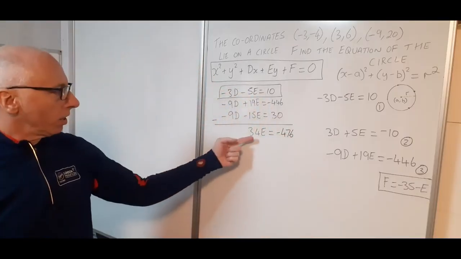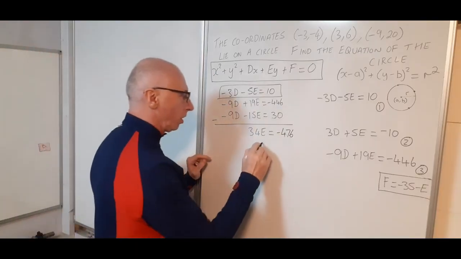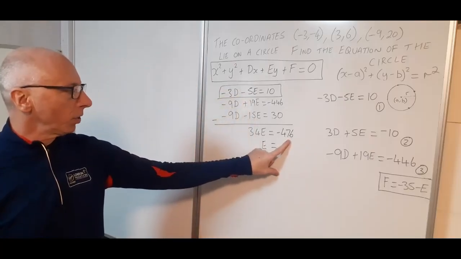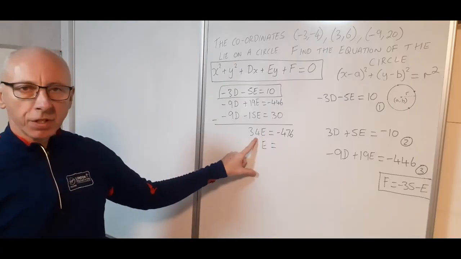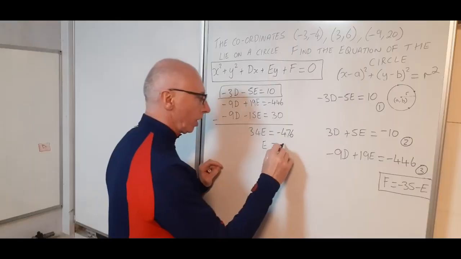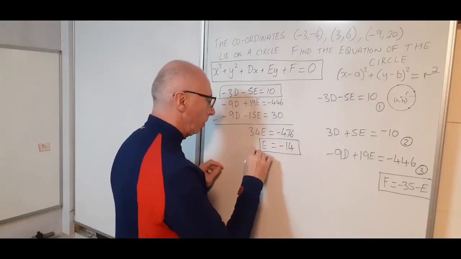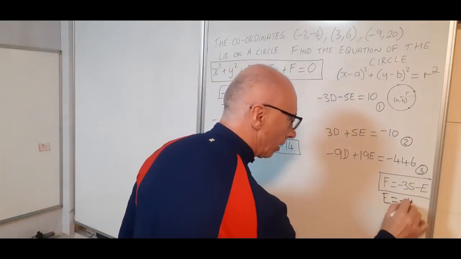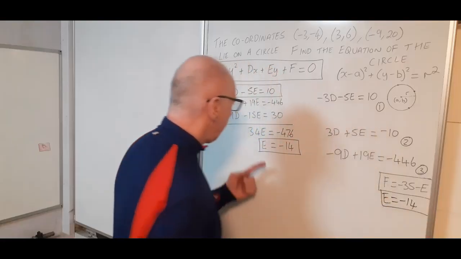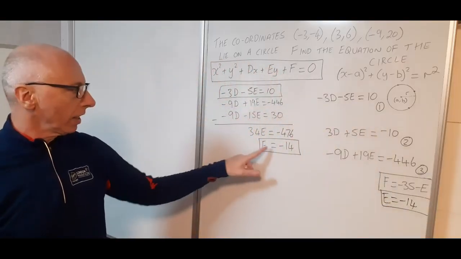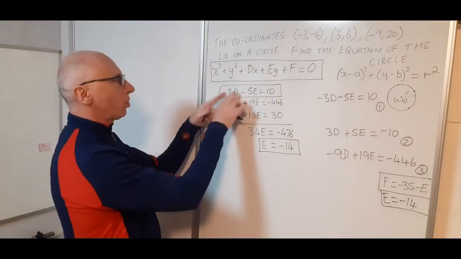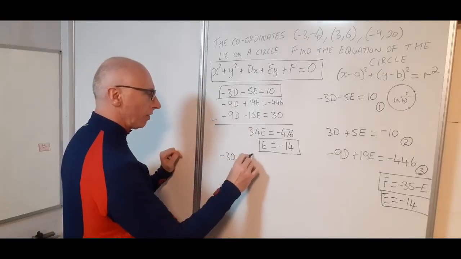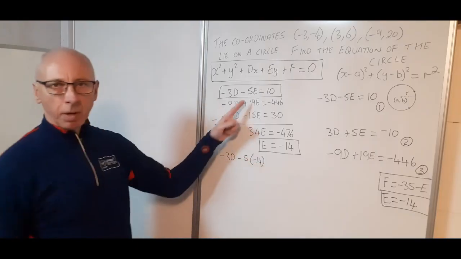Okay, divide both sides by 34. So E, 34 times 10 is 340, 4 34s are 136, so that is just going to be minus 14. So there's my first constant, E is minus 14. So let's write that there. Okay, now from that I can substitute into one of these and get my D. So let's just choose this first one. So minus 3d minus 5 times minus 14, that's my E, equals 10.